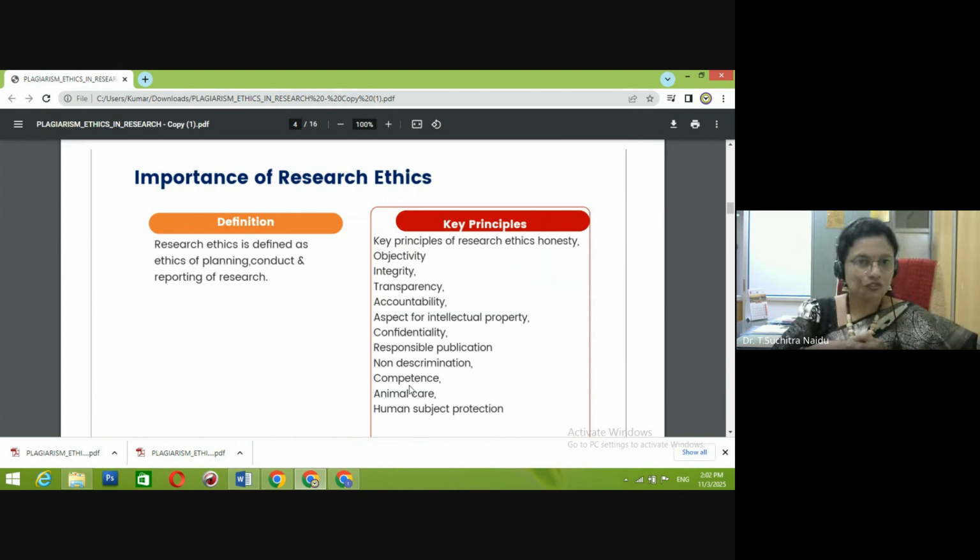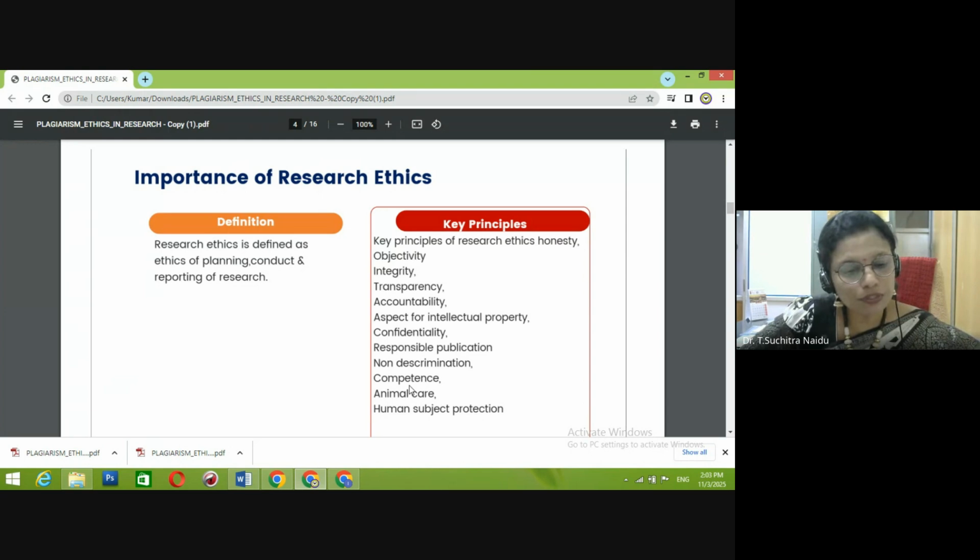As on the slide, research ethics is defined as ethics of planning, conduct, and reporting of research. Actually, it is a set of principles and guidelines that ensure responsible, safe, and credible research. They protect the rights and welfare of research participants and guide the conduct of scientific researchers. We get to know that whatever data we are putting forth, everything is true. That is the main concept of research ethics. We are not disheartening anyone. We are not causing any violation either to the living or non-living, and we try to project the real data. That is research ethics. Now, under this, we have the key principles.